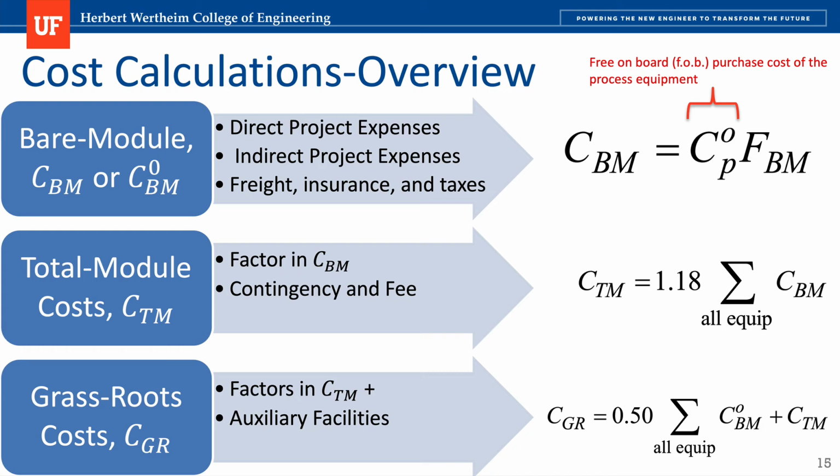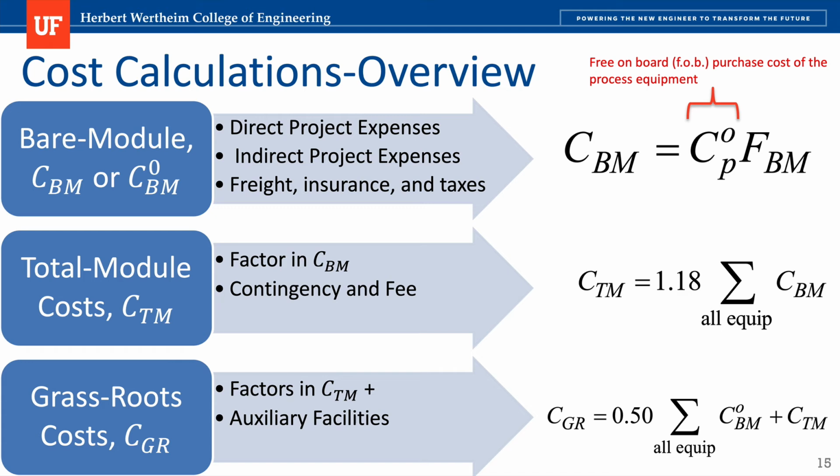So these are the factors that we're going to be using in our class. Okay, again, this is based on Turton's book. This is the cost calculations, and this is just an overview. We're going to be focusing on the first one, which is the bare module cost. So the bare module cost is the direct project expenses, indirect project expenses, freight, insurance, and taxes, which is what I told you right before on that table. So it's just considering, right, what do you need to install an equipment? So bare module is per equipment.